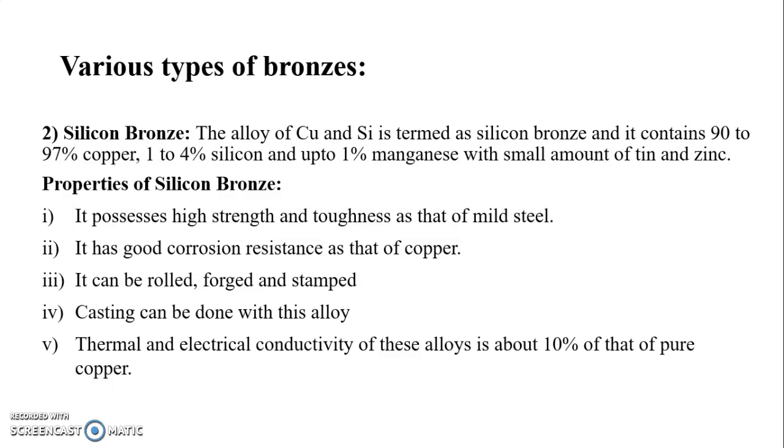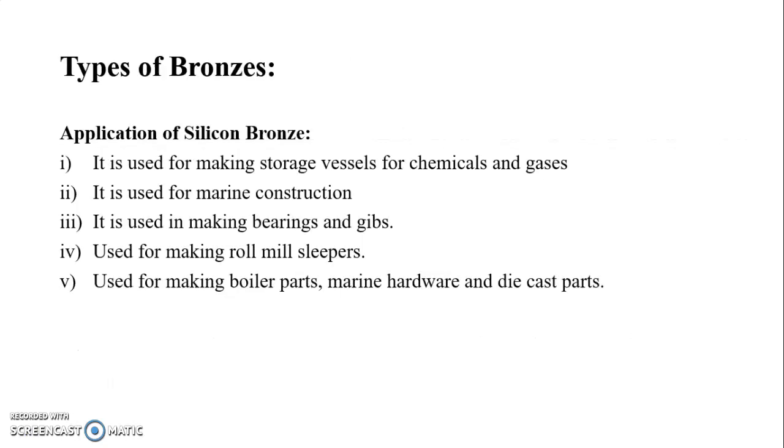It has good corrosion resistance as that of copper. It can be rolled, forged and stamped. Casting can be done with this alloy. Thermal and electrical conductivity of this alloy is about 10% of that of pure copper. Then there are some applications of silicon bronze.